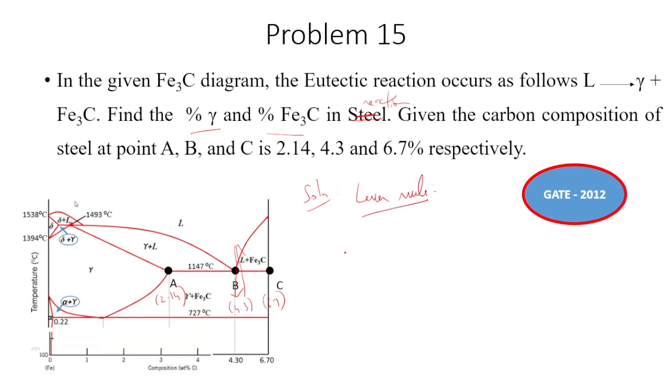According to the lever rule, if we want to find out the percentage of gamma, we take the point B minus A divided by C minus A. And for the percentage of Fe3C, it is C minus B divided by C minus A. So we'll just substitute the values.